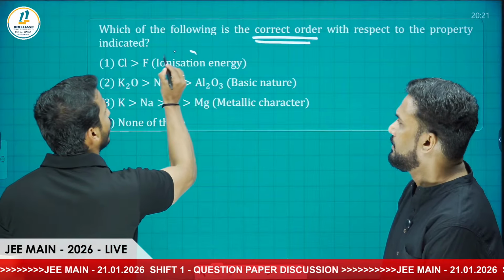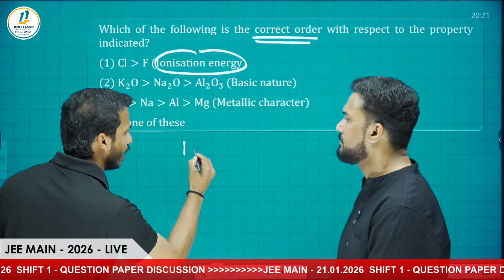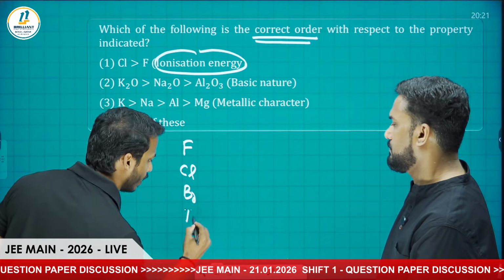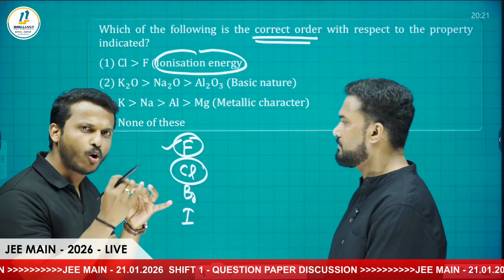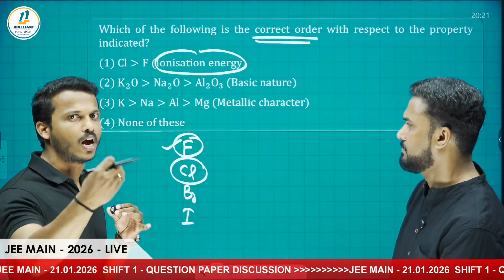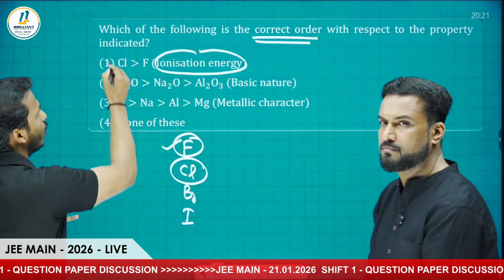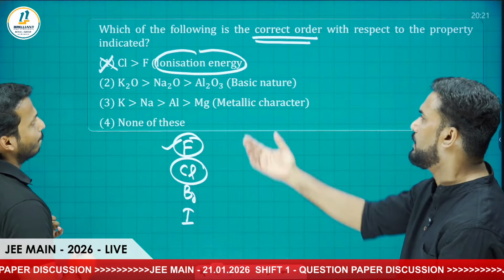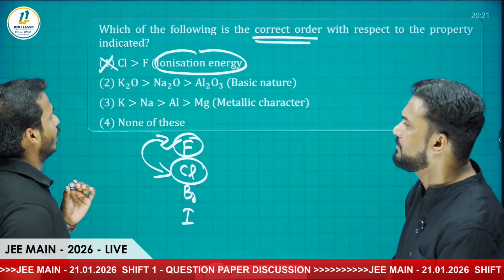First of all, they are asking about ionization enthalpy. There is no irregularity in the ionization enthalpy of fluorine, chlorine, bromine, iodine. Fluorine is the smallest element with high nuclear charge, so it is harder to remove an electron, so it has high ionization energy. That statement is wrong, it is a general trend. Only for electron gain enthalpy is there a change, where chlorine comes first and then fluorine. Other than that, it follows the general trend.